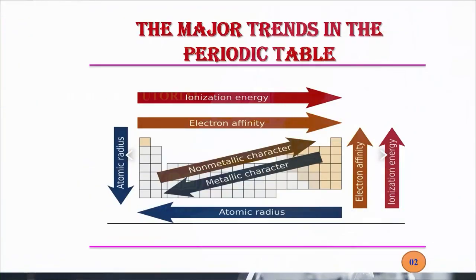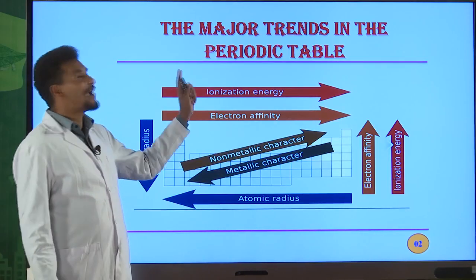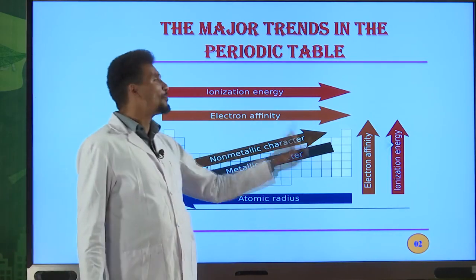The second one is the major trends in the periodic table. As you can see from this picture, electron affinity and ionization energy are directly proportional. Atomic radius is inversely proportional to electron affinity, and it is also inversely proportional to ionization energy. So down the group, atomic radius increases. So these all are major trends in the periodic table.